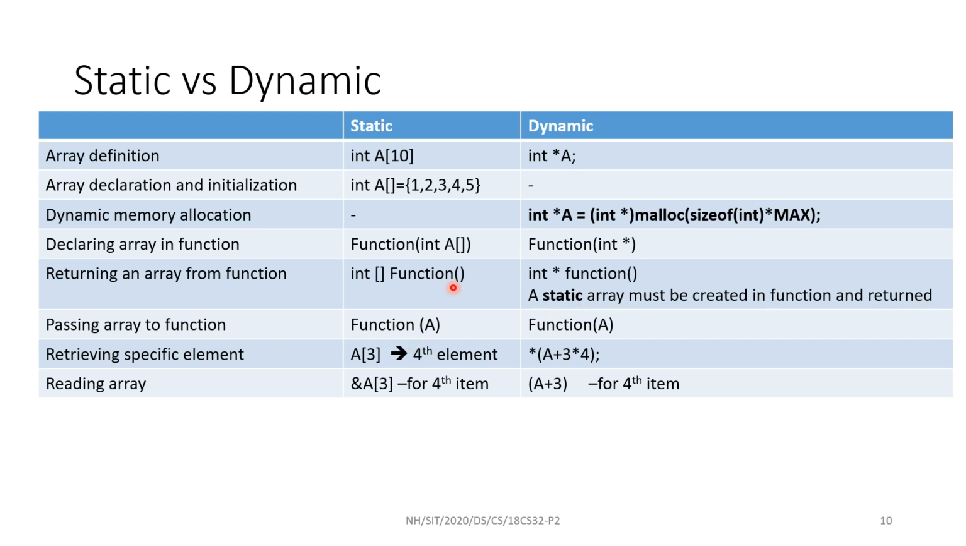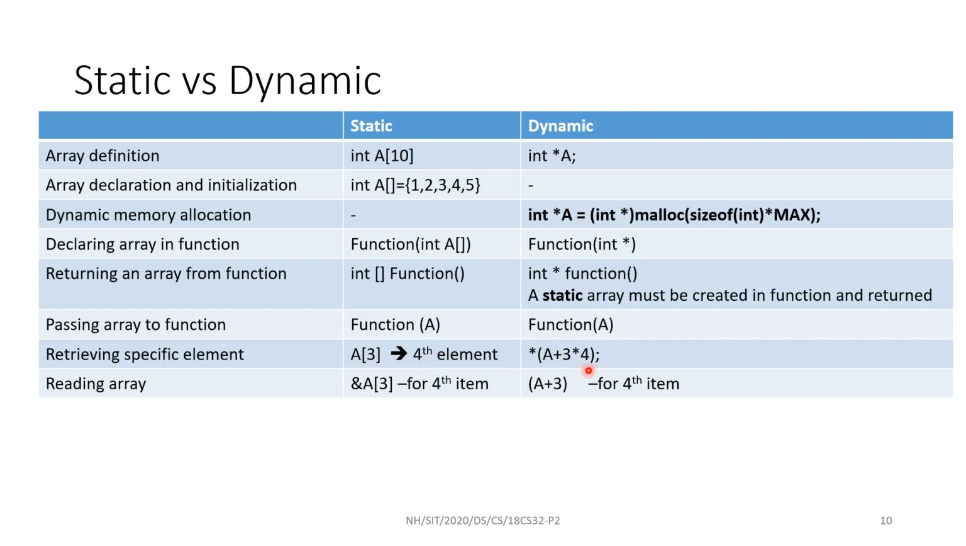In both the cases, the way in which you call the function is the same. That is, the way in which you send a parameter, that is the array name, is the same. Okay. To retrieve an element from the static array, an index is required. Suppose to retrieve the fourth element, that is index 3, A of 3 is used.